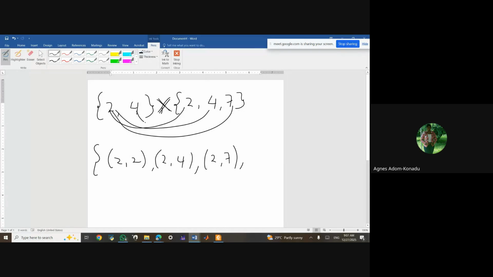Then I'll come here, 4 will go to 2, so I have 4, 2. Then 4 will go to 4, I have 4, 4. Then the last one, 4 will go to 7, so I have 4, 7. This is how we perform the cross product operation. Are you okay?